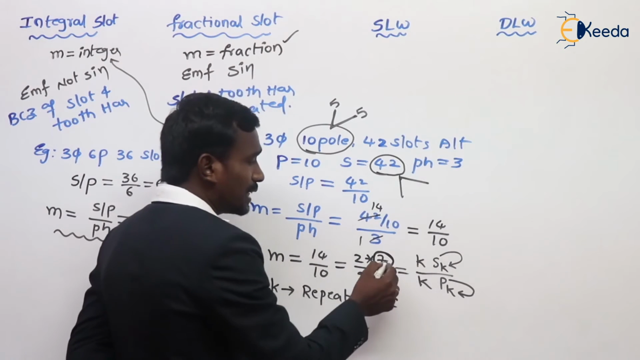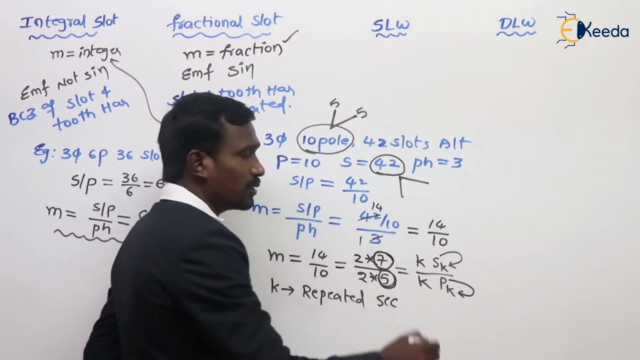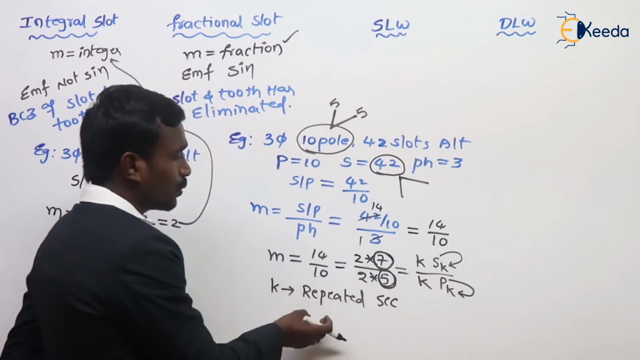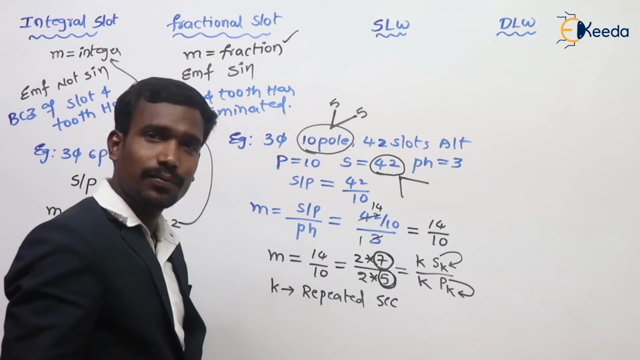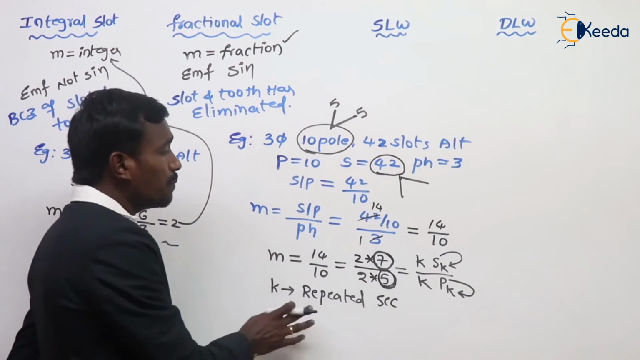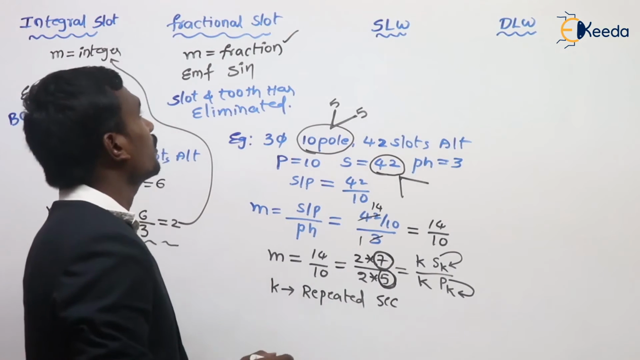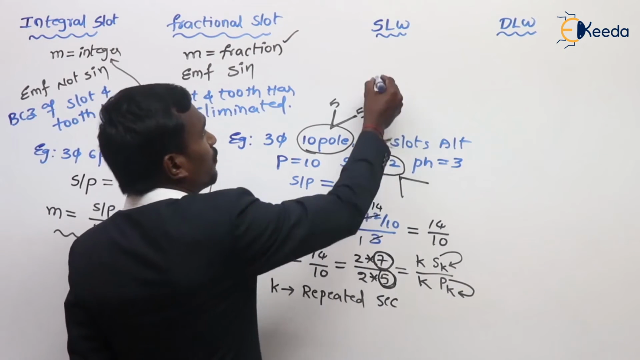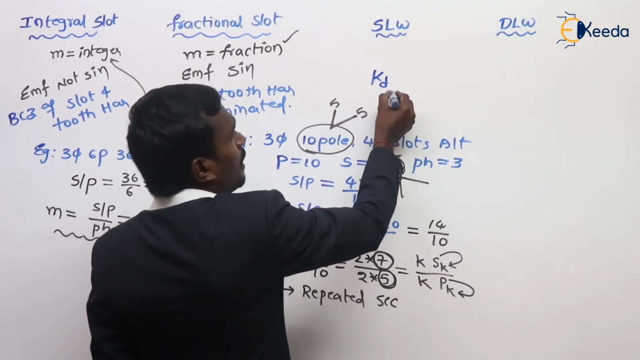Like that, the number of slots for each section and the number of poles for each section. Slots per pole, like we have to calculate here. So this is very important. And for this fractional slot winding, the distribution factor is very different.